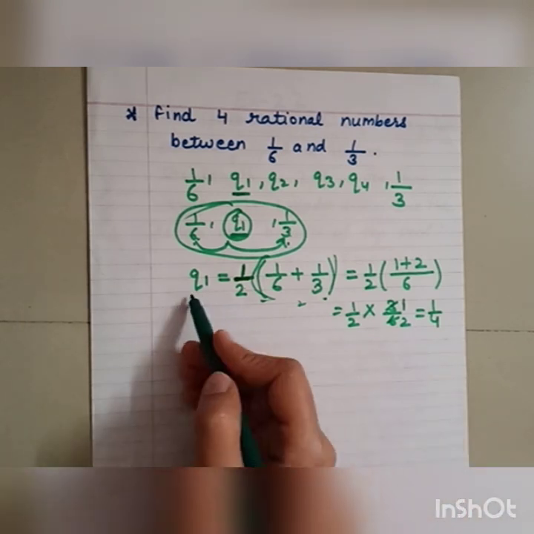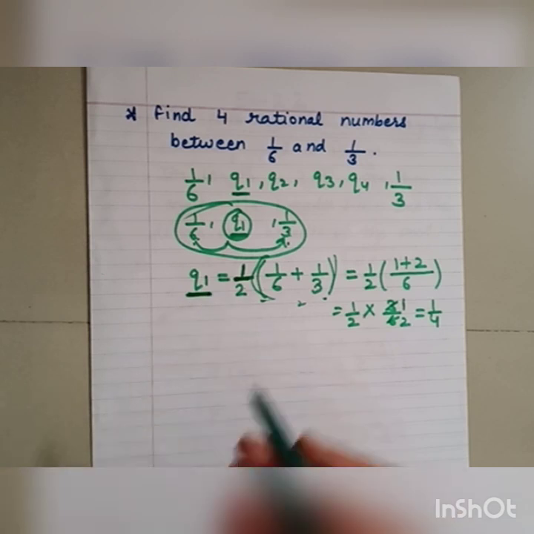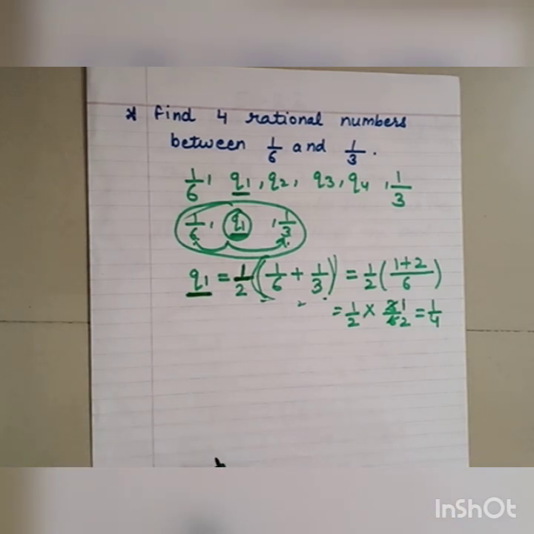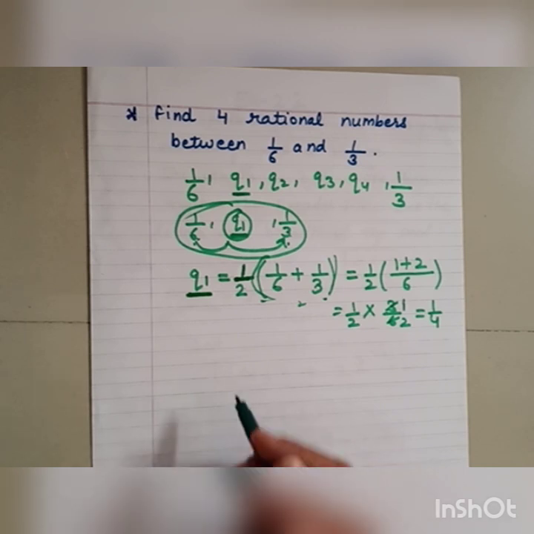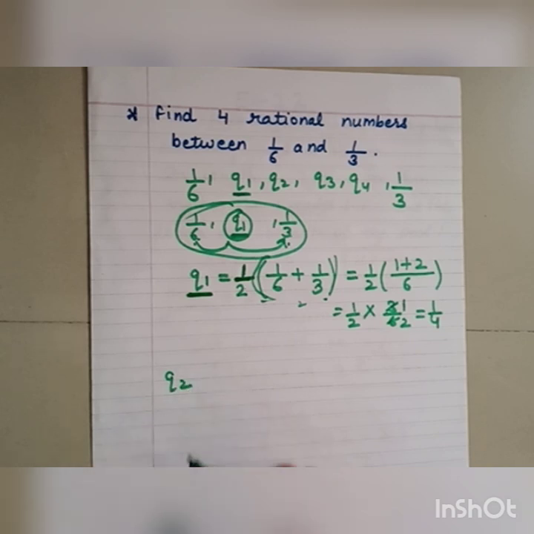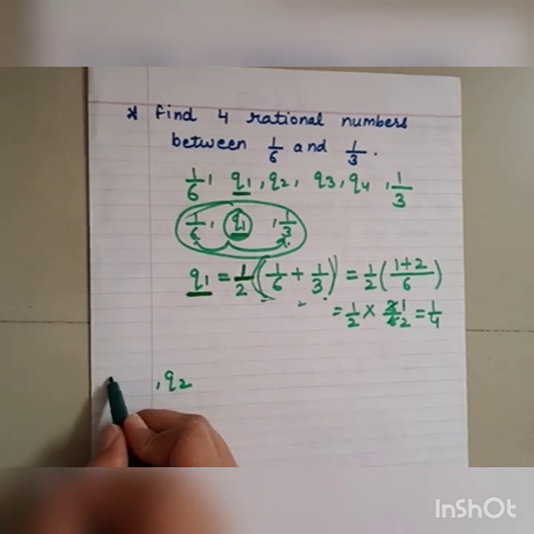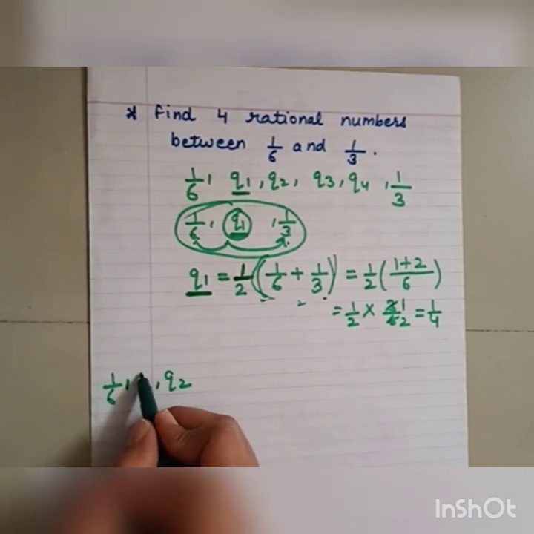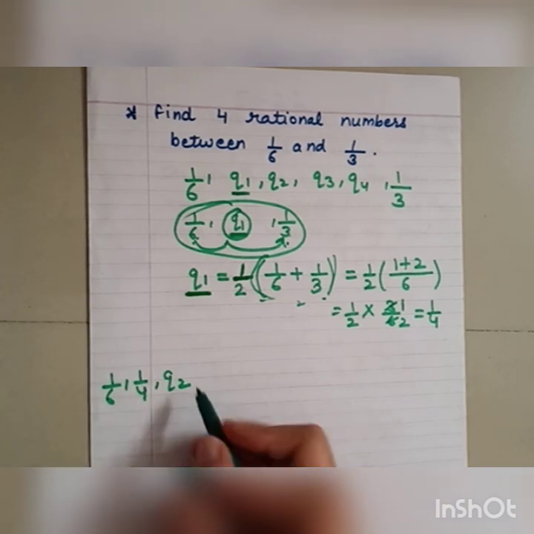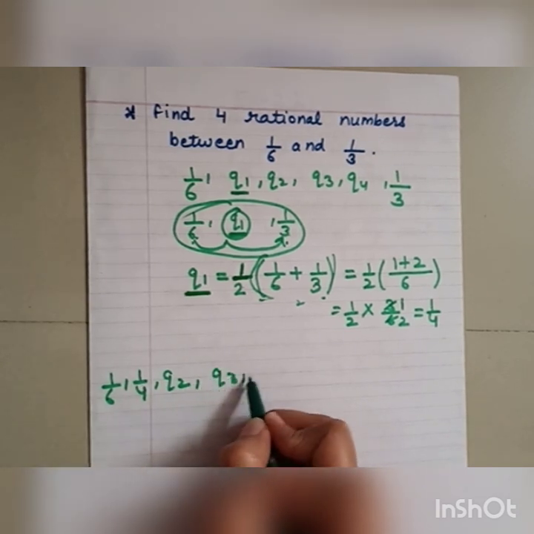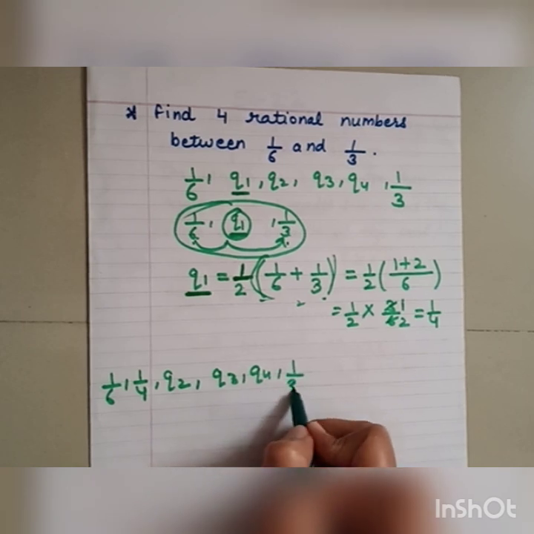Solve this and we can find the first rational number this way. Now we have the first rational number q1. Now you have to find the next number, the value of q2. Here we have 1 by 6, and q1 is 1 by 4. You have to find q3, q4, and 1 by 3.